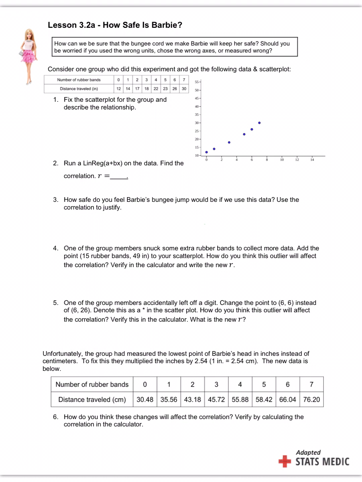Okay. So how can we be sure that the bungee cord that we make her is safe? Should we be worried that you used the wrong units or the wrong axis, or maybe even measured wrong? So let's look at our data. Here's one group's data and their scatter plot. What is wrong with their scatter plot?